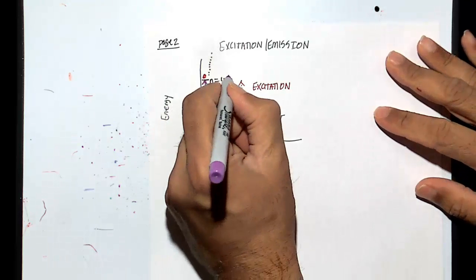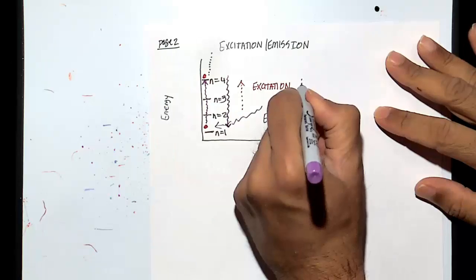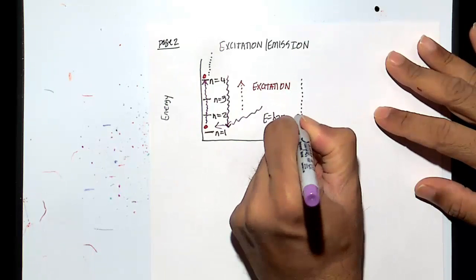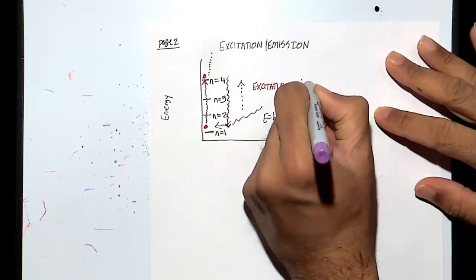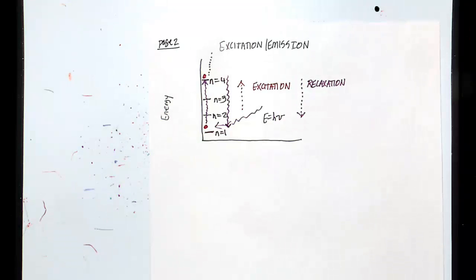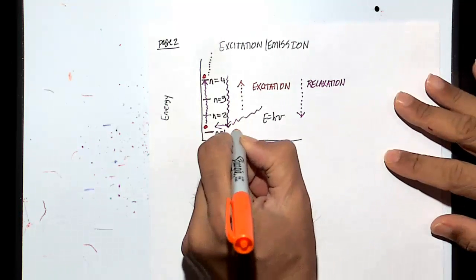It relaxes back to the ground state. Okay, so this going down back to the ground state is called relaxation. But something happens when it relaxes. What happens during the relaxation back to ground state? It has to give off energy. Yeah, perfect. Very nicely said.